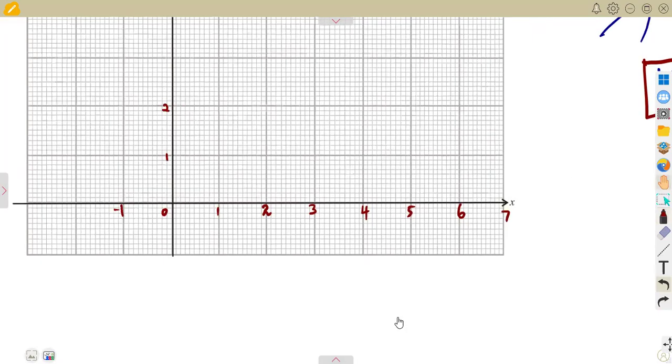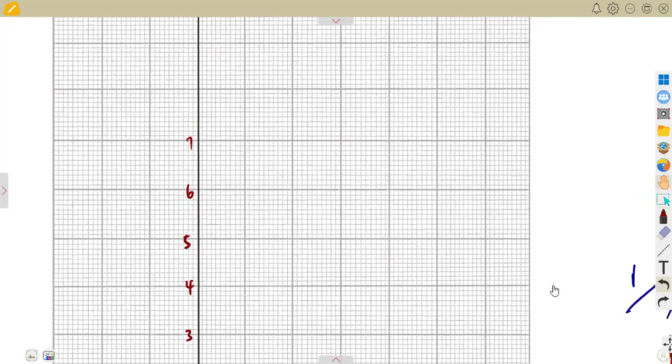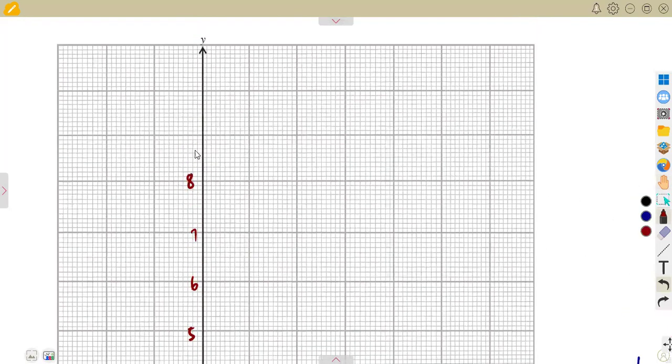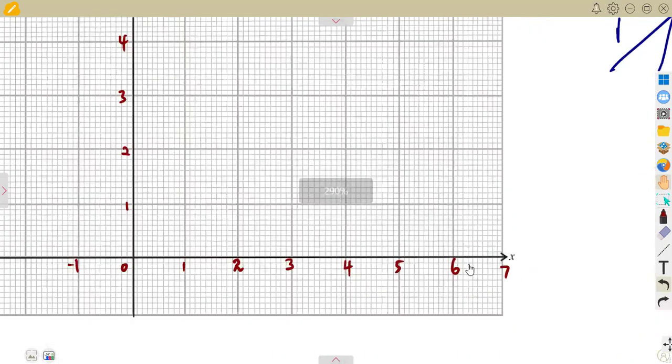Just to make sure we are together on this one. So that's 5, 6, 7, 8, and so on. So this is our y-axis, 8, 9, 10, 11, and so on. Okay, so this is it. I'm just going to take this part. So this is it here.